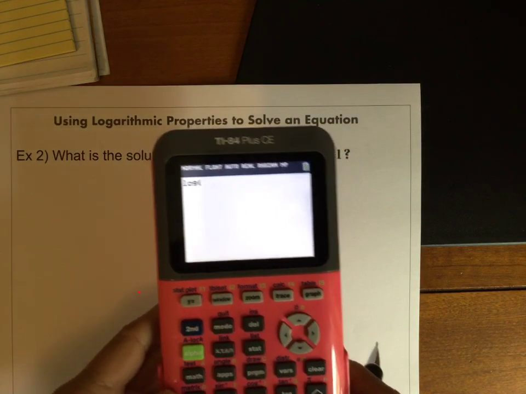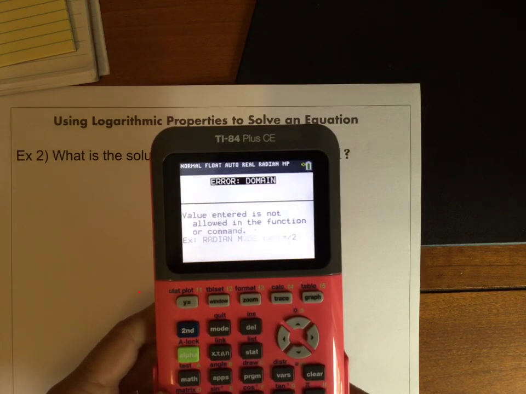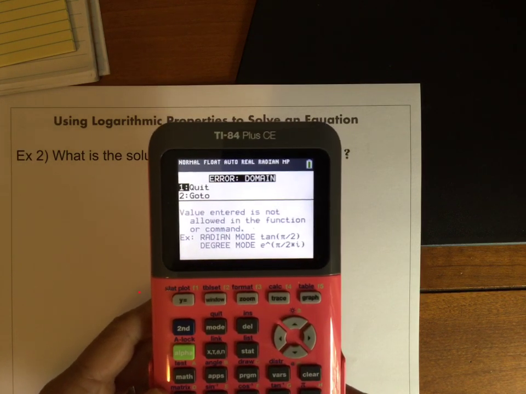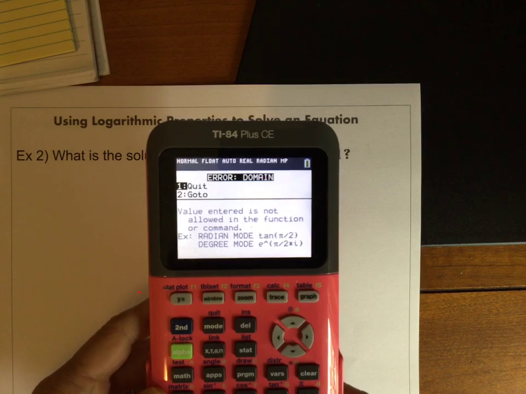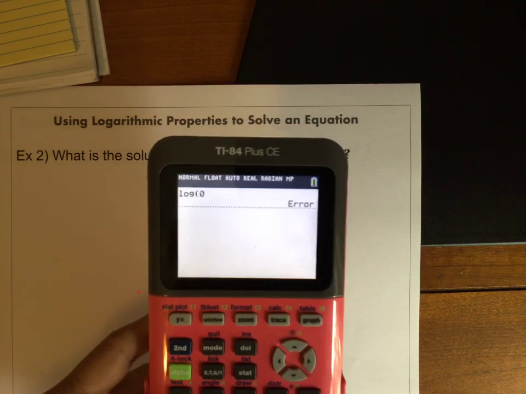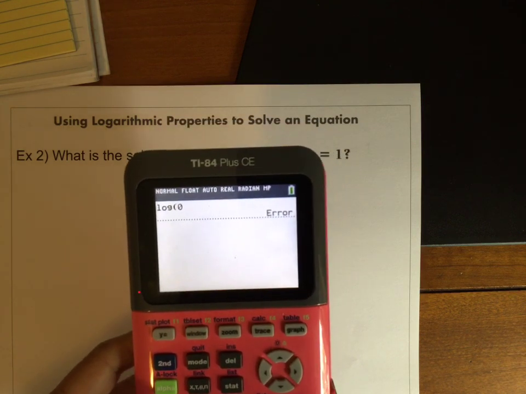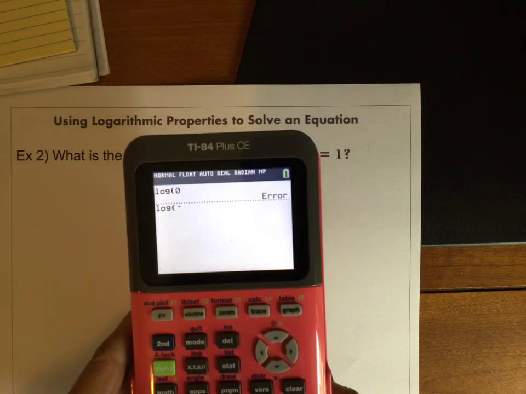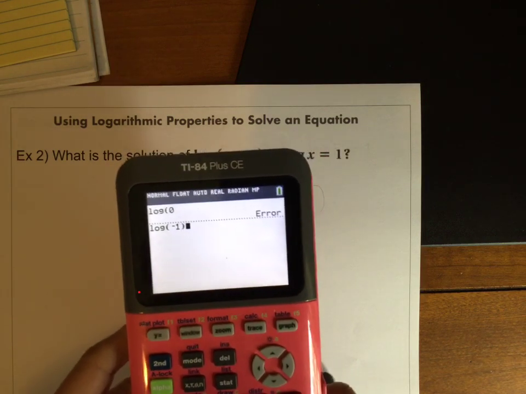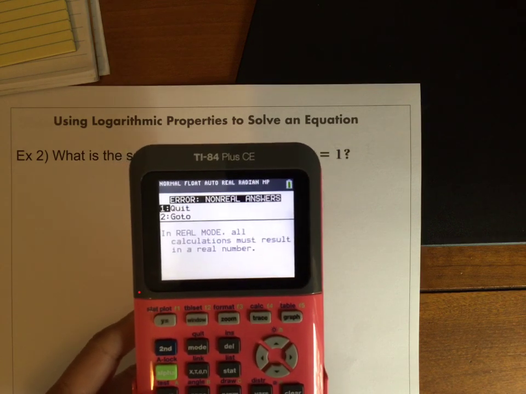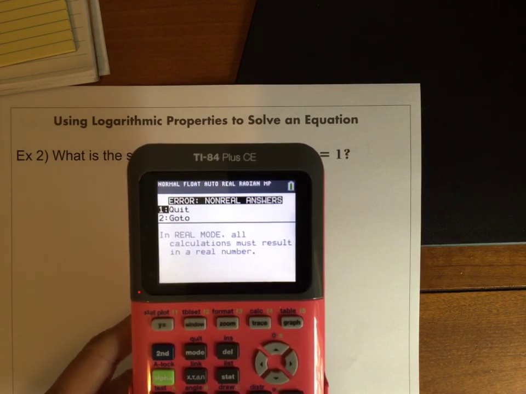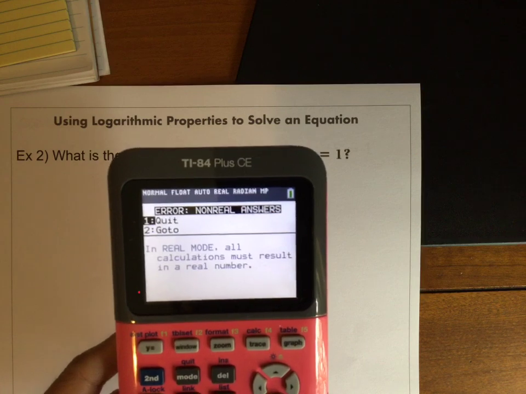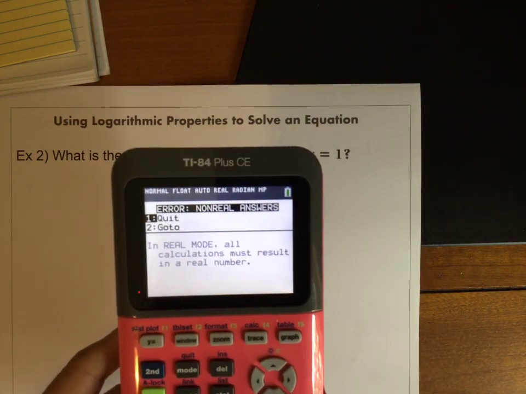So log 0. Ooh, I get an error. It says that error domain means 0 is not in the domain. Try doing log of negative 1. So log negative 1. So I know I can't take log of 0. Oh, also, this gives me a non-real answer. So it's also not in the domain.